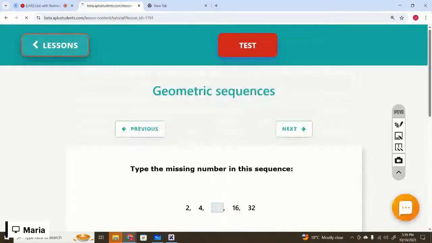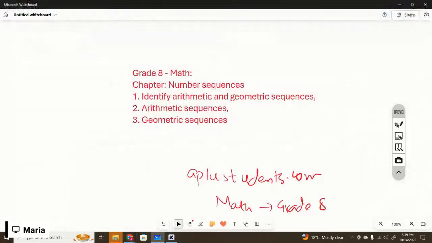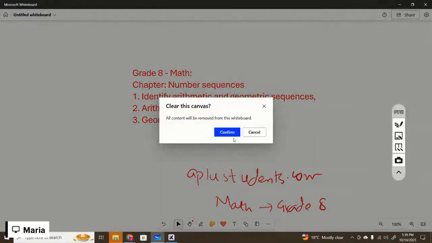So we were working on grade 8 math. The chapter we were working on is number sequences. The lessons we have covered today are identify arithmetic sequences and geometric sequences. So please make sure before the next session you complete all the practice questions for the lessons we just did. That is your homework until next session.